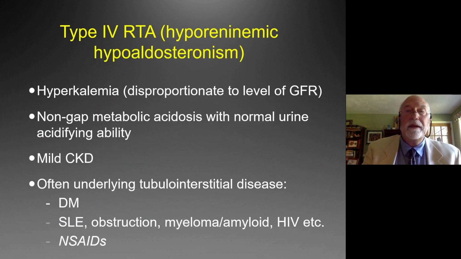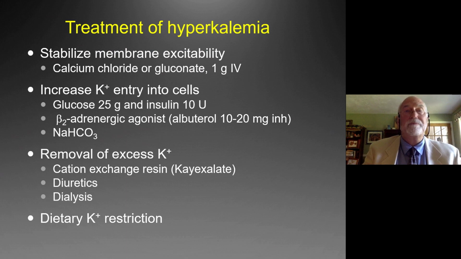Brief word about hypo-renin hypo-aldo. This is so-called type 4 RTA. We'll touch again on this in the second talk. It's the only RTA that's associated with hyperkalemia. It's a non-anion gap metabolic acidosis, often seen with mild chronic kidney disease or underlying tubulointerstitial diseases.